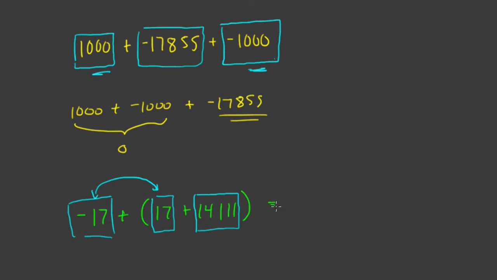So we can rewrite this as negative 17 plus 17. Let's associate those two together first, and then add 14,111. So this is 0 here, and our answer is 14,111. And I know, you don't need parentheses here because you would just work from left to right. But I'm showing you that once you identify terms, think about how to commute or move or associate, regroup the numbers to make the problem a lot easier.